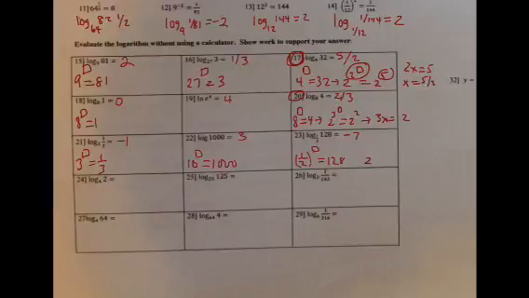For number 24, 4 to what power is 2? Well, if you take the square root of 4, you get 2. So the power is 1/2. That's how you write it as an exponent.